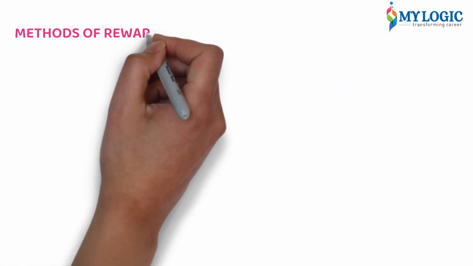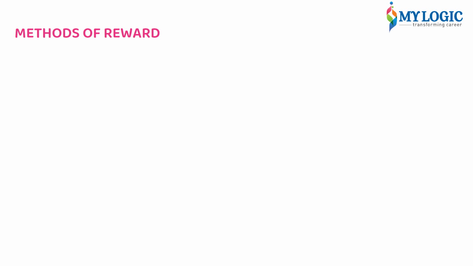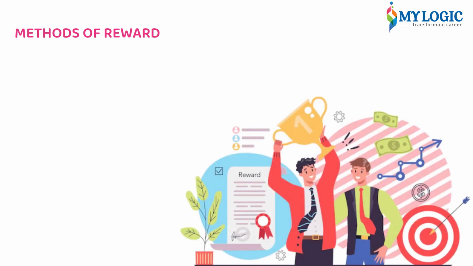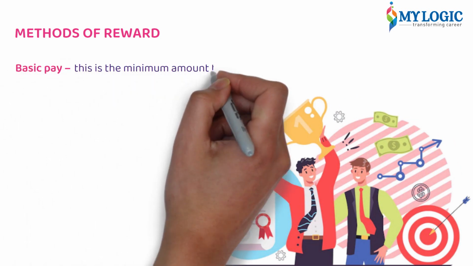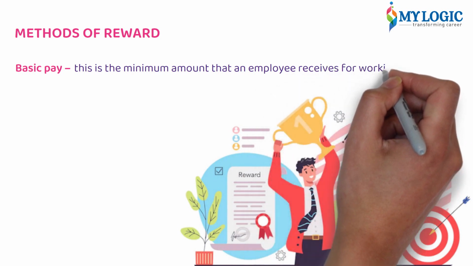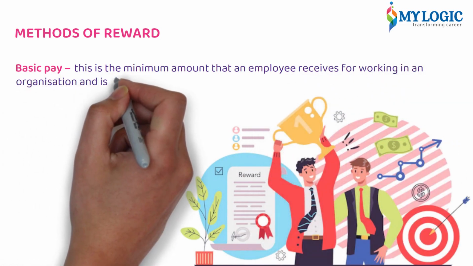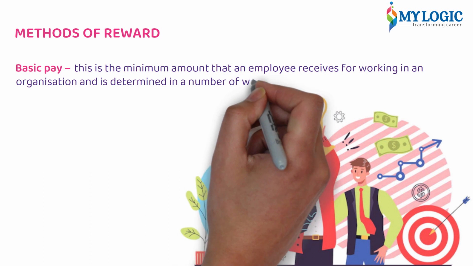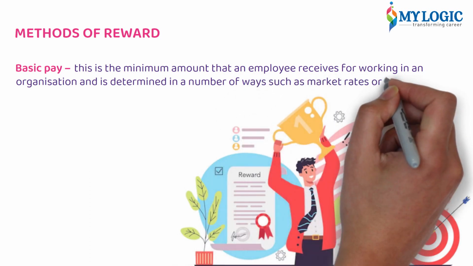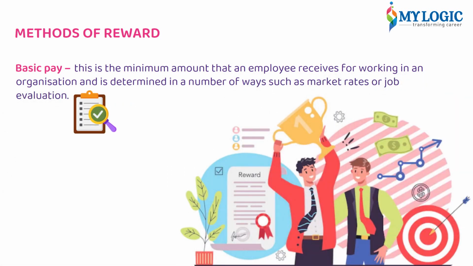Methods of reward. Employee rewards fall into 4 categories. Basic pay. This is the minimum amount that an employee receives for working in an organization and is determined in a number of ways, such as market rates or job evaluation.